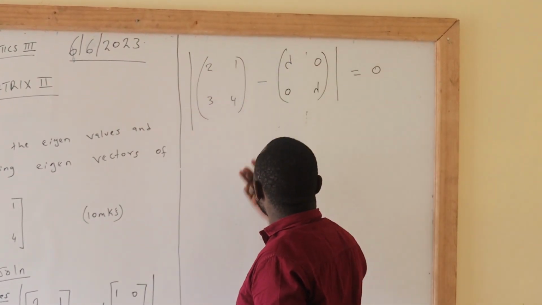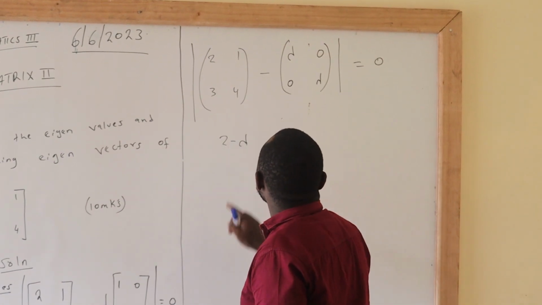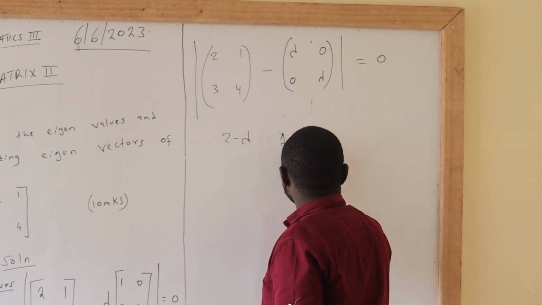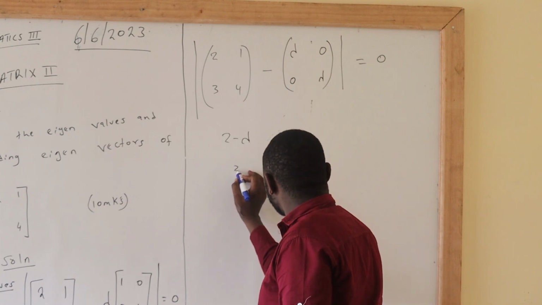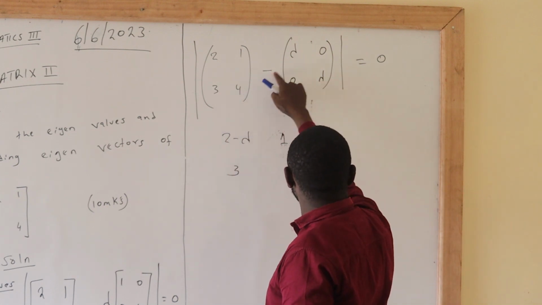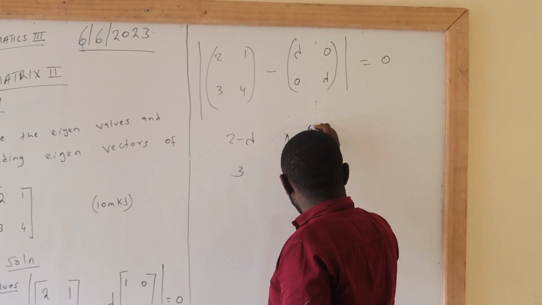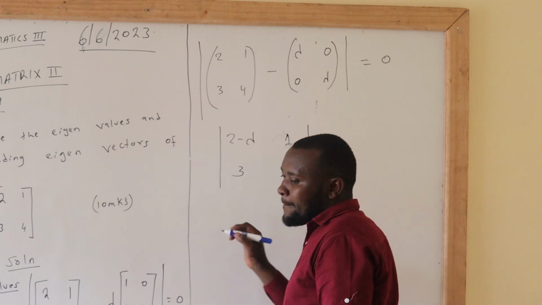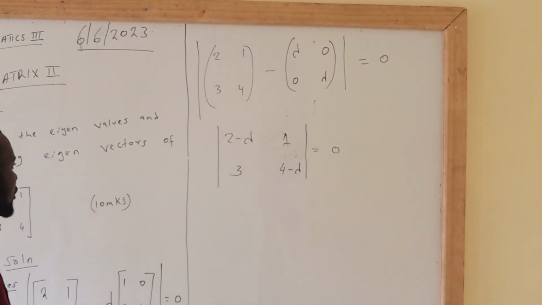So 2 minus lambda, what do we get? We get 2 minus lambda. 1 minus 0 is just 1. 3 minus 0 is just 3. 4 minus lambda is 4 minus lambda. All of these, you get their determinant and your answer must be equal to 0.